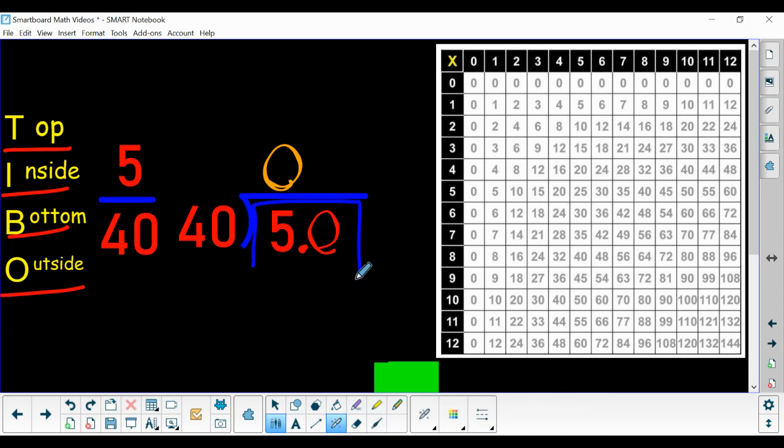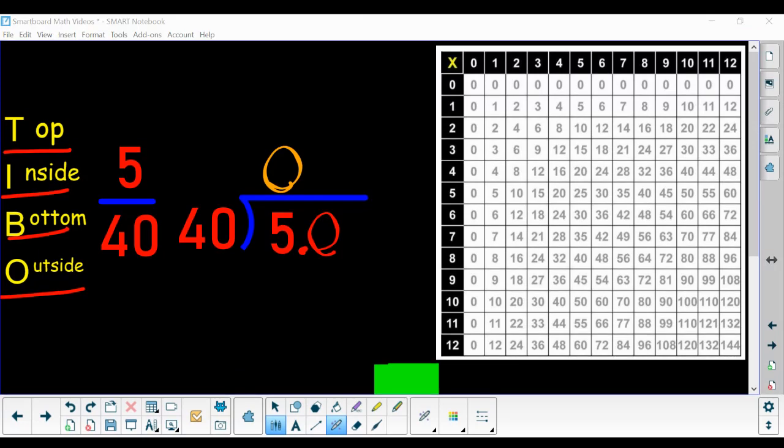Now if we focus on just 5.0, it still stands for 5, right? It just has a decimal now. But for the sake of this question, we're going to pretend that this is really 50. Don't erase the decimal, leave it there. But while we're working this question out, we're going to pretend this is 50. The reason is because we want 40 to fit into 50.